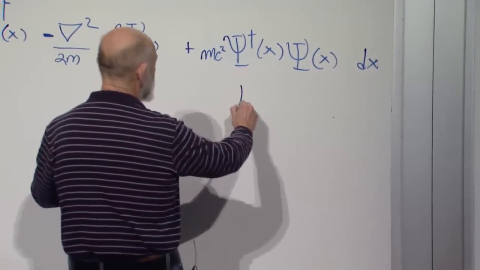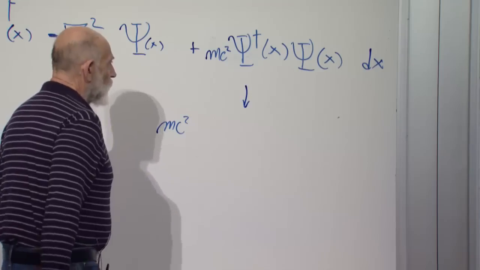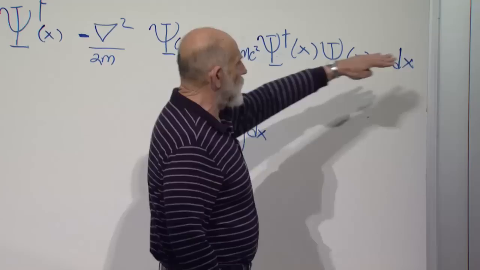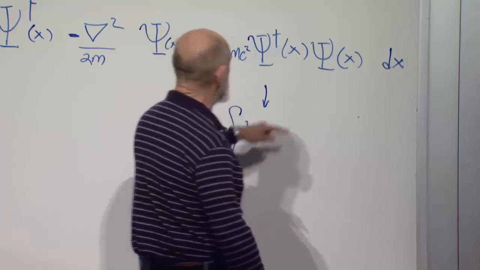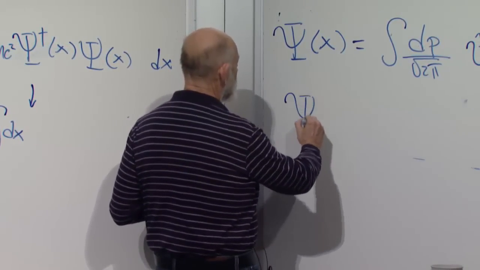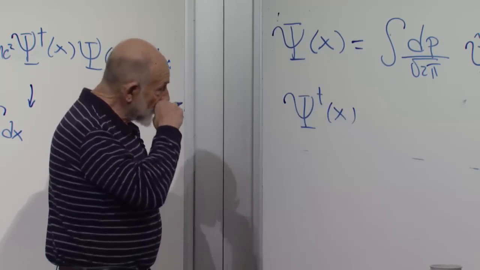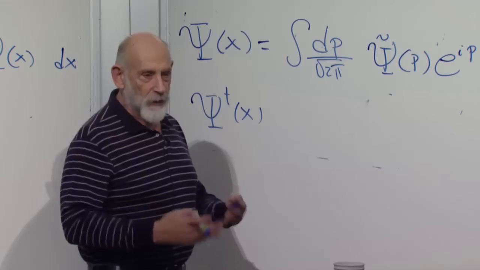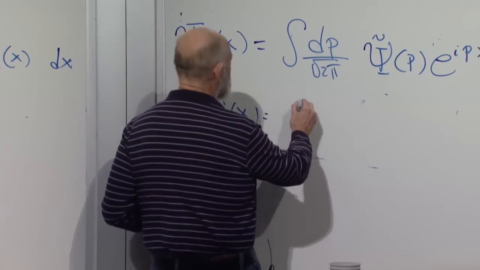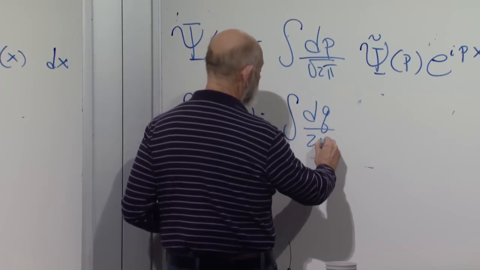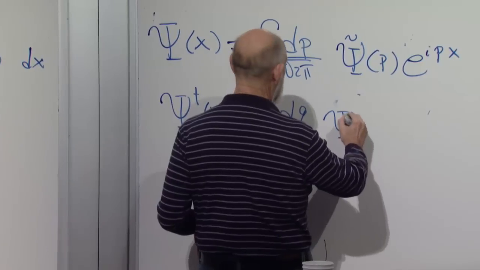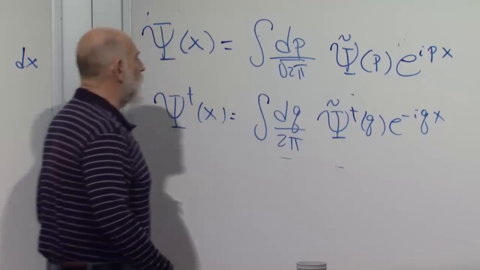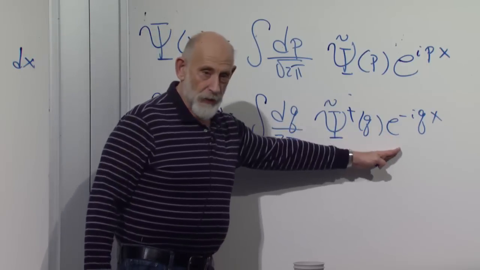So let's do that. Let's go down here. mc squared, that's just a number. And now we have integral dx. Now, each one of these can be rewritten that way. All right, so there's an integral. Let's write a second equation here. Psi dagger of x is a similar integral. I'm not going to write it as an integral over p, because I've already used p. P is an integration variable. I don't want to recycle it. I want to use another variable. Let's call it q, dq over 2 pi, psi dagger twiddle of q. And now there's an e to the minus iqx. Why is it e to the minus iqx? Because we're supposed to put the complex conjugate wave functions here.